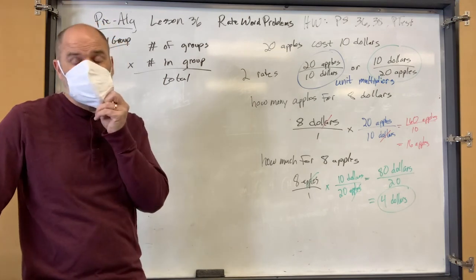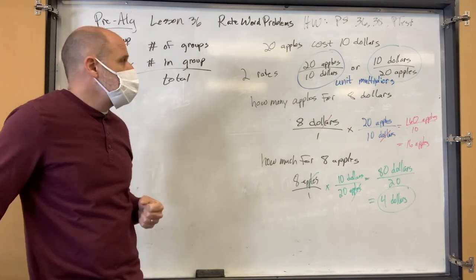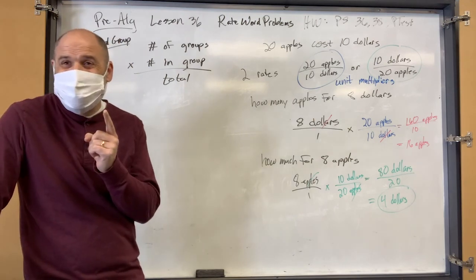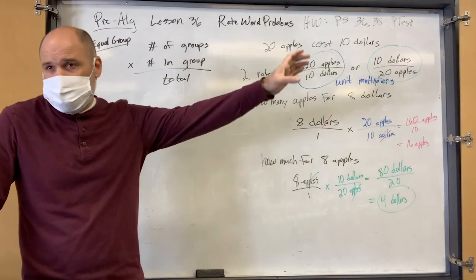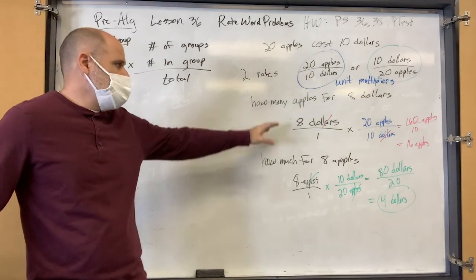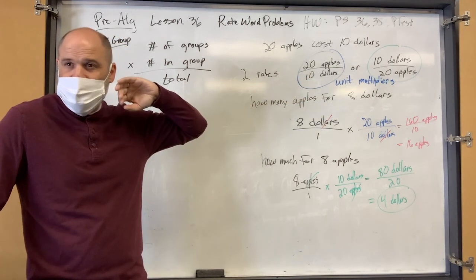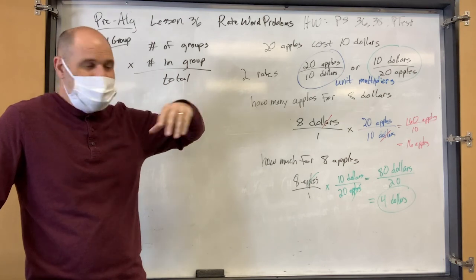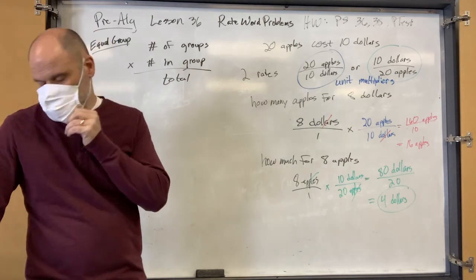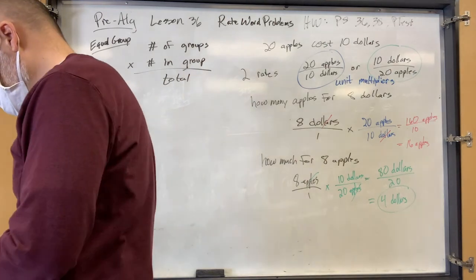You could treat it as an equal group problem. So if for $1 you can get 2 apples, how many can you get for $8? Well, that's an equal group problem. That's going to be 16. 8 times 2 is 16. You multiply.